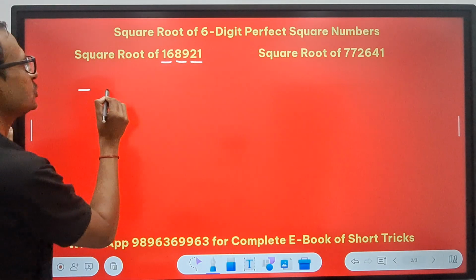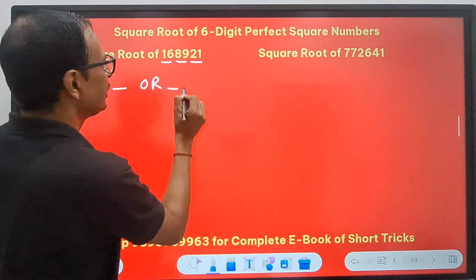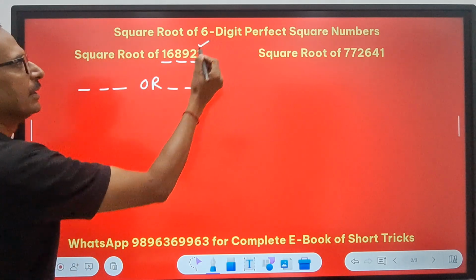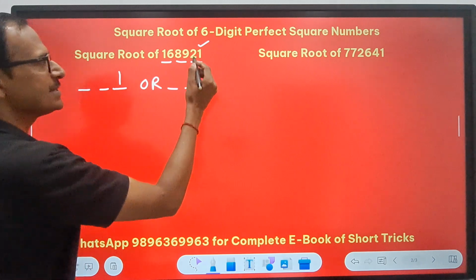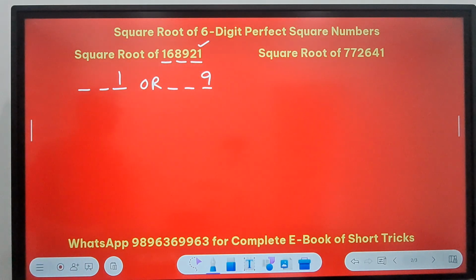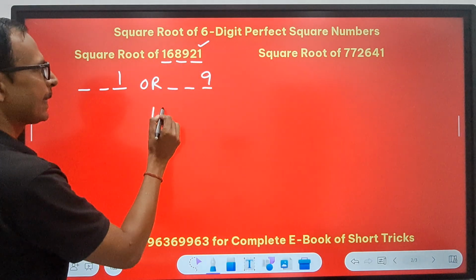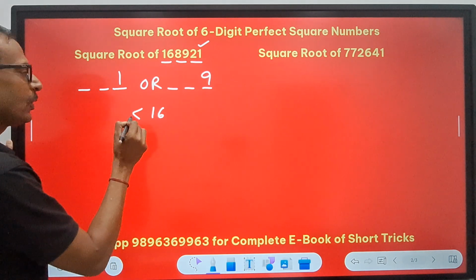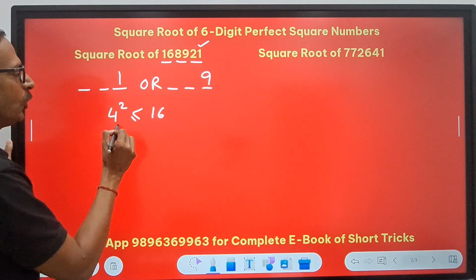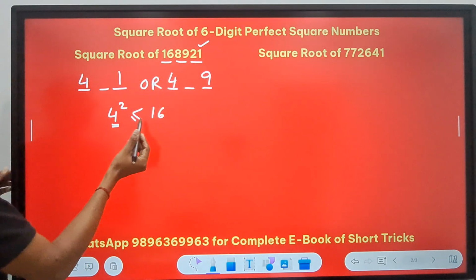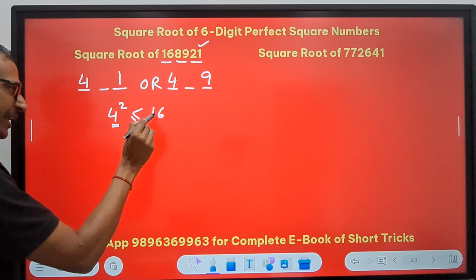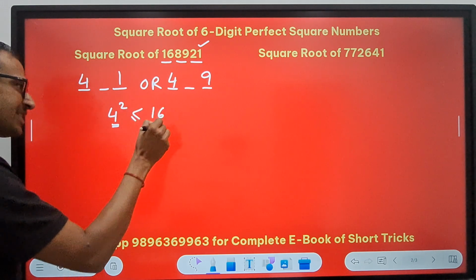168921. So 1, 2, 3, odd. 1, 2, 3. Ending in 1. So ending in 1 itself, 1 square is 1. 9 square is 81. Ends in 1. 16 is greater than or equal to 4 square. So 4 becomes the first digit. It can be equal also, mind you. We can get either very close to 16 or 16 itself.